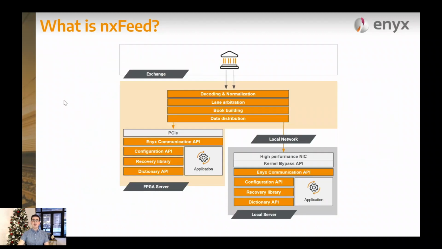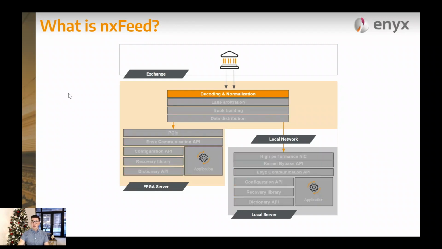So if we look at the high-level view of nxFeed, we can see that the FPGA will first be used to decode and normalize the data. That means that when you use nxFeed for one protocol, it's very easy to use it for another protocol because it's going to be the same API and the same protocol. Then the FPGA is going to be in charge of doing the A/B arbitration. That is very important for latency, of course, to make sure that the FPGA always uses the fastest data that reaches it, but it's also very useful for redundancy if one of those links was ever to go down.